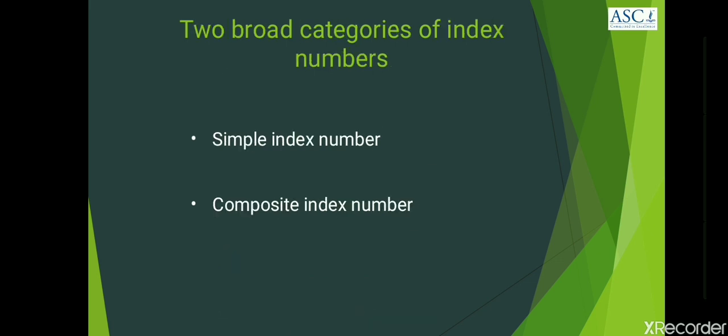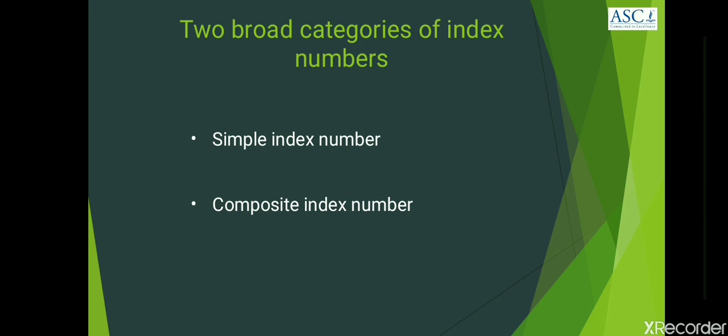Now, it is time to know the types of index numbers. They are 2 in number, simple index number and composite index number. This classification is done on the basis of number of items considered in the construction of index number. In case of simple index number, only one item is considered, hence it is called simple index number. If many items are considered and studied together, then it is composite index number.